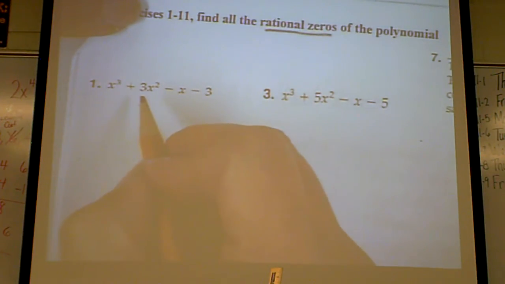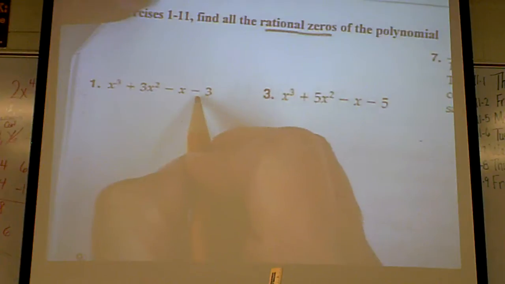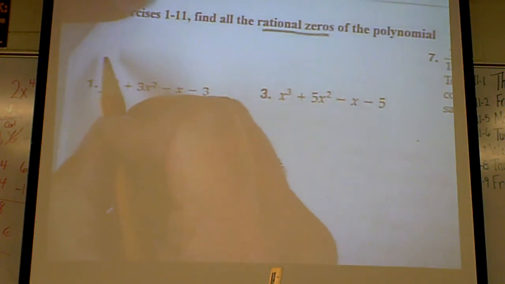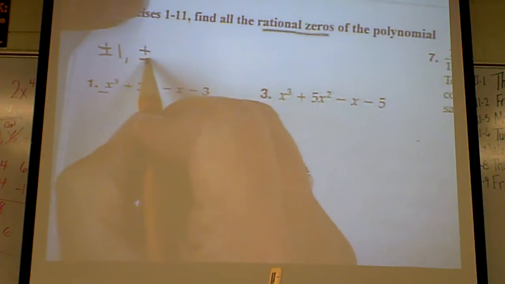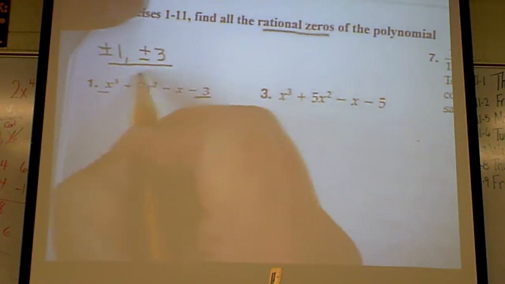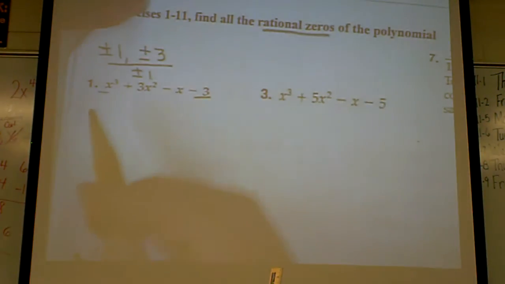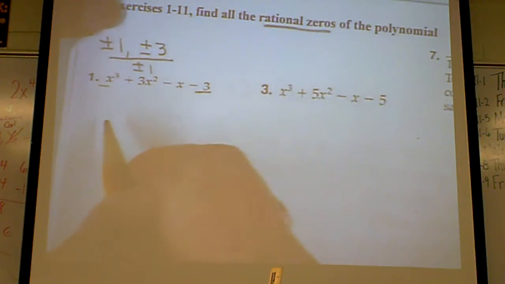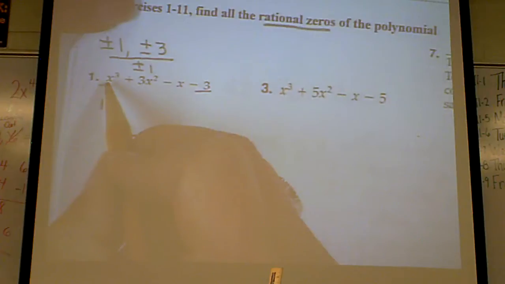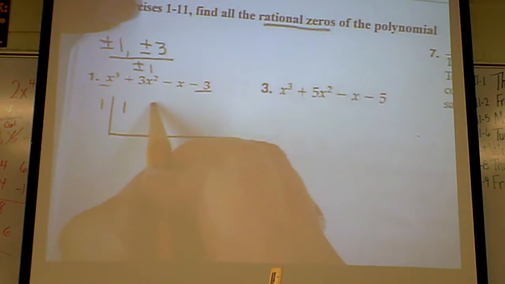Start me off. Find all the possible zeros. Possible zeros are 1 and -1 and so on. Does everyone understand? Basically, we only have 1, -1, 3, and -3. Where do you want to start? 1. You're going to put your coefficients and make sure if there's a missing term, you put a 0.